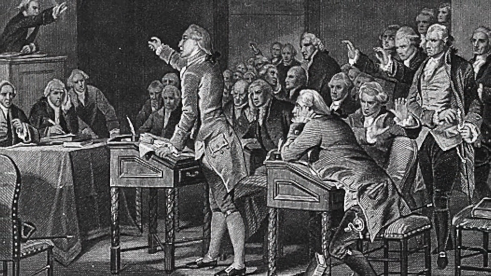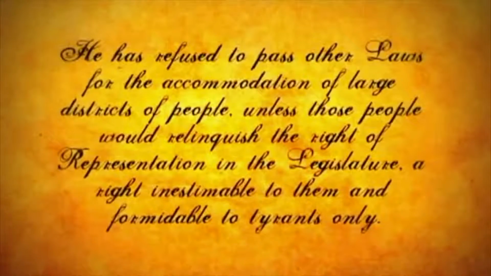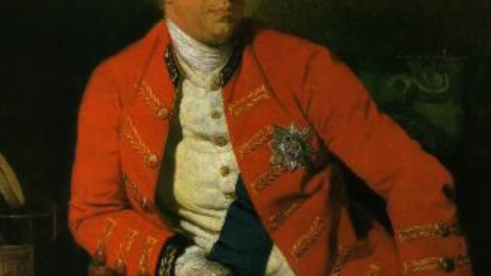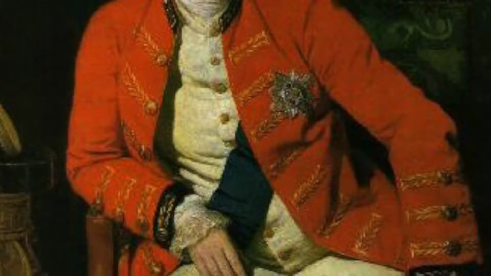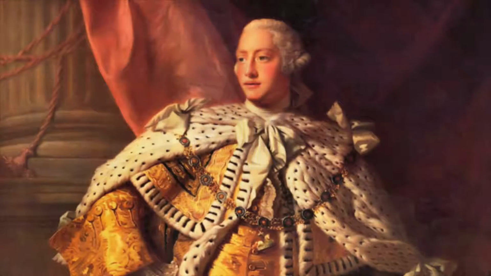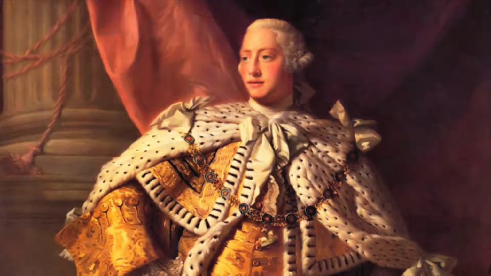The colonists' anger with not being represented in Parliament can be seen in the Declaration when it says, "He has refused to pass other laws for the accommodation of large districts of people, unless those people would relinquish the right of representation in the legislature, a right inestimable to them and formidable to tyrants only." The Declaration can be read like a letter addressed to King George, so when it says "he," it is referring to all the things King George has done that has angered the colonists.